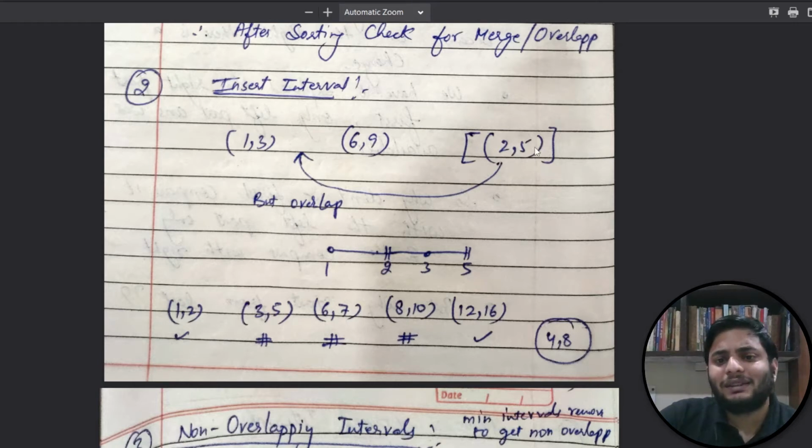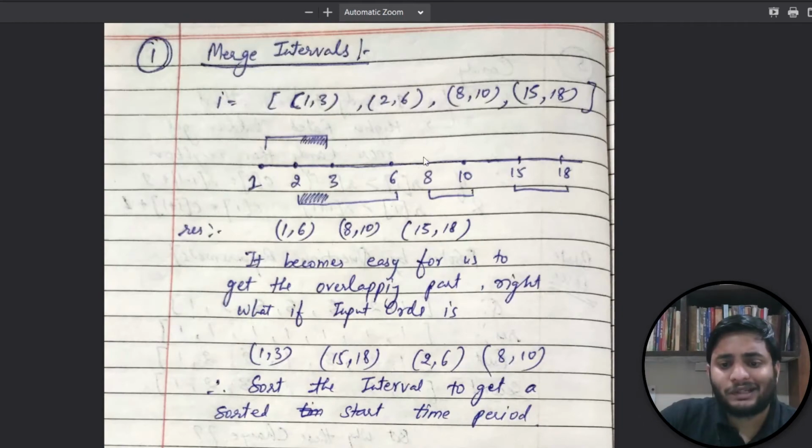One approach is that you just insert the new interval into the intervals vector, and then you sort them according to their start times, and after that you just merge those intervals like we just did in our last question.